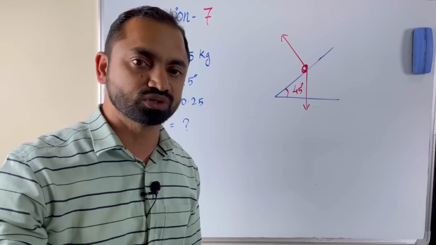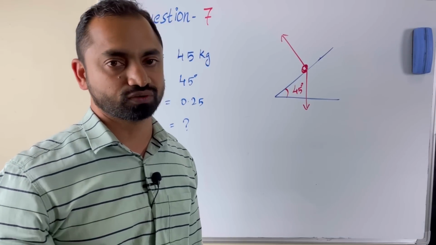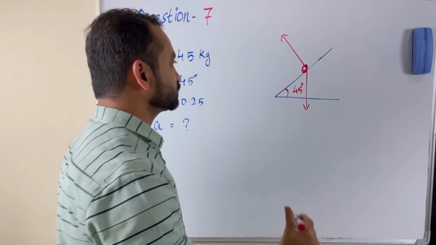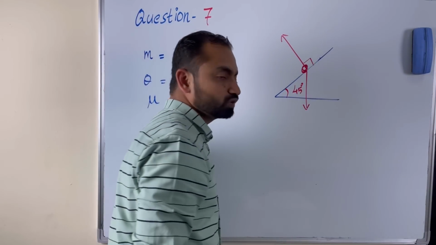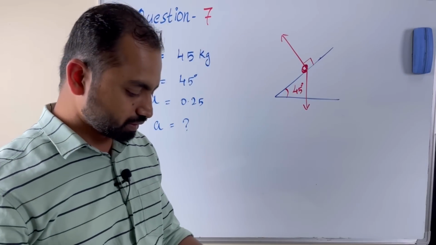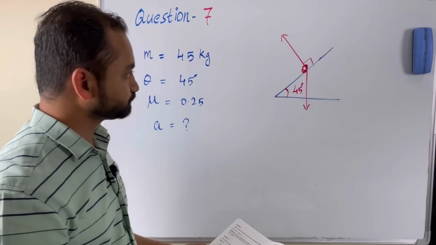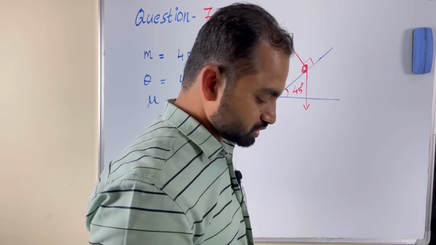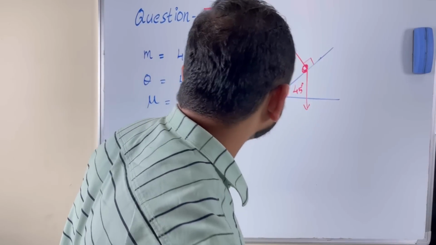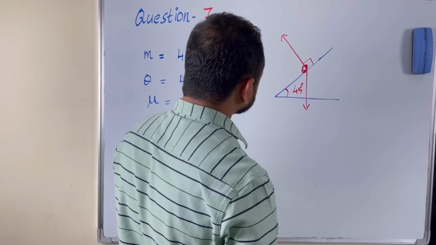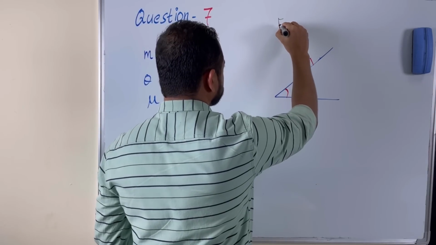That is why it is called a normal force. It always acts normal to the surface. Normal means it always acts perpendicular to the surface. Normal means perpendicular. So this angle will be 90 degrees. So here we need to calculate the acceleration, right? So we will just write what are the forces acting here. This is normal force, right? Normal force we will write Fn.